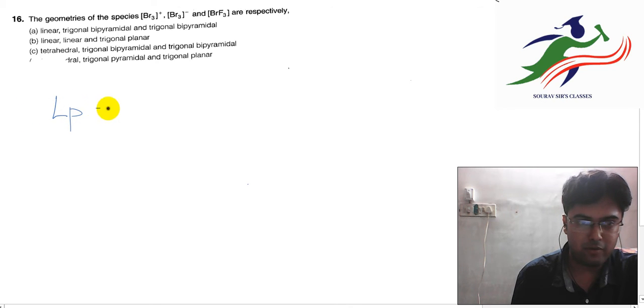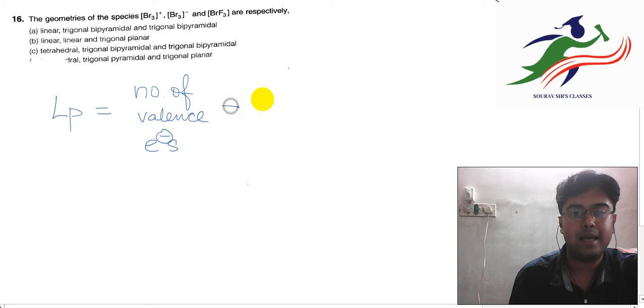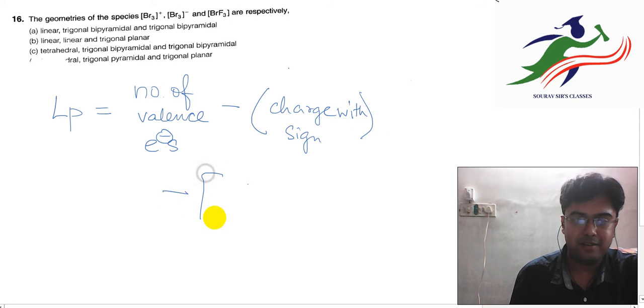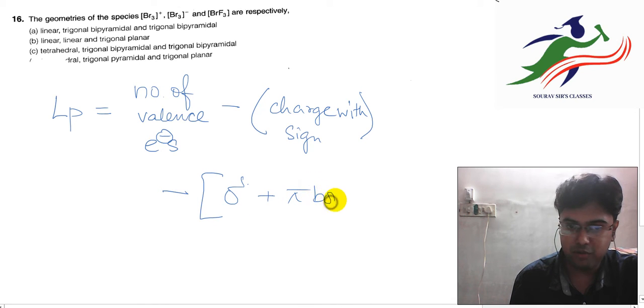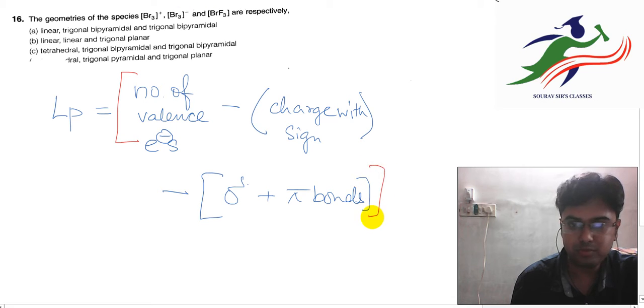To find out the number of lone pairs, once again we have to focus on the central atom. Number of valence electrons possessed by the central atom, minus the charge over the molecule along with the sign. Subtract the summation of the total number of sigma and pi bonds formed by the central atom. Now this whole value must be divided by 2.